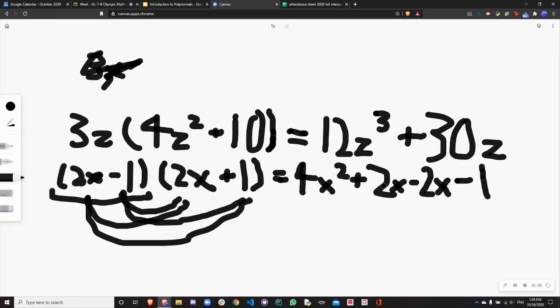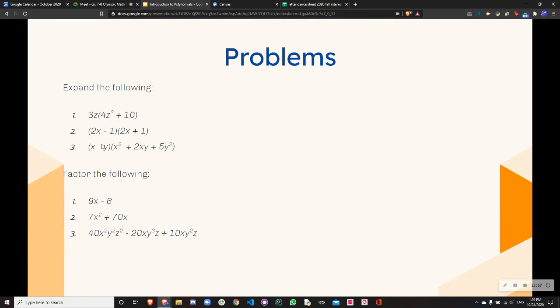And here we can simplify this. We see that 2x and minus 2x can cancel with each other. And we're just left with 4x squared minus 1. Right. So that's question 2. Now let's look at question 3. I'll open a new whiteboard because it seems to be pretty long.